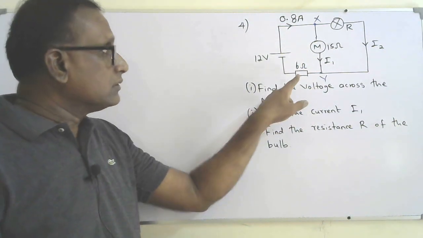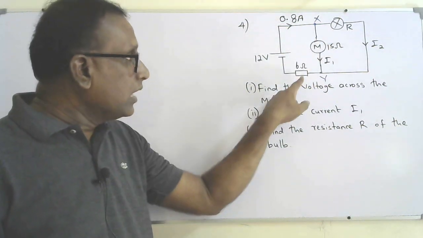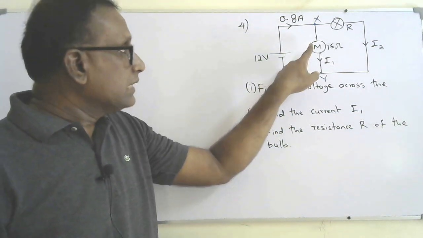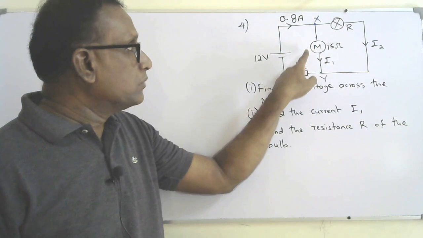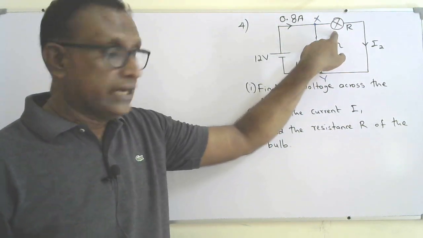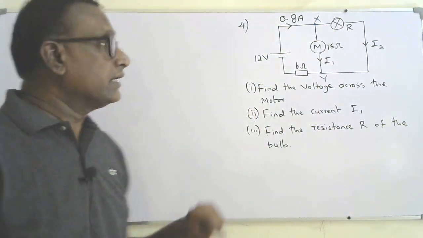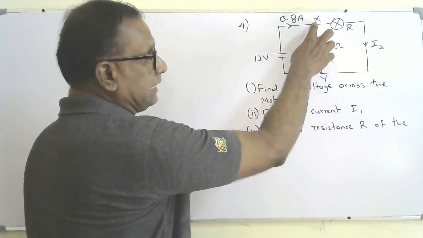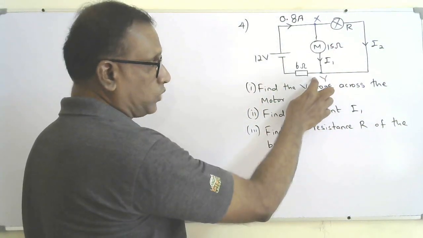Same if you think about this and this, they are not connected in series and not connected in parallel. If you think about these two components, the motor and the bulb, they are connected in parallel. The reason: the two terminals of the motor are directly connected to the junctions X and Y.